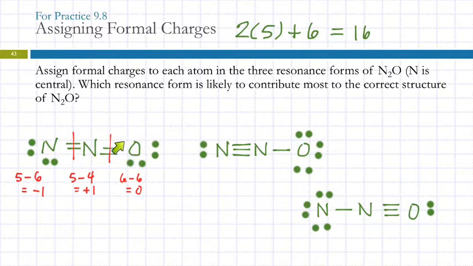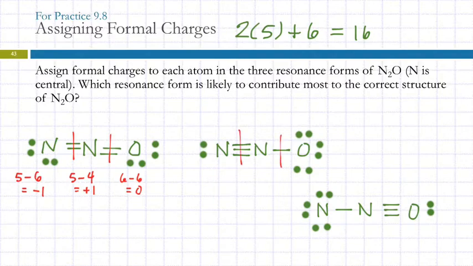Oxygen having an octet and 2 bonds, I actually don't have to do the math. It's going to be 0. Here, this nitrogen has 4 bonds, that has 2 bonds. They would each prefer to have 3 bonds, so those are going to be non-zero formal charges. So let's look at this one.